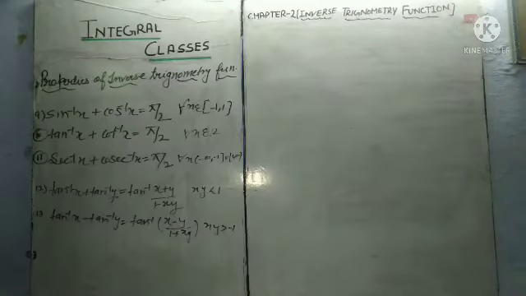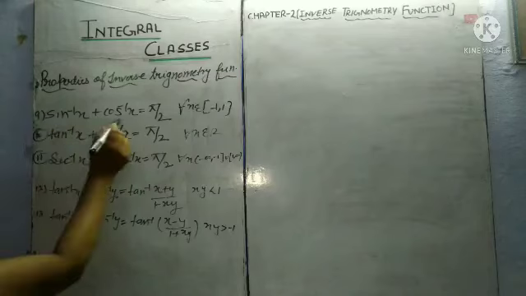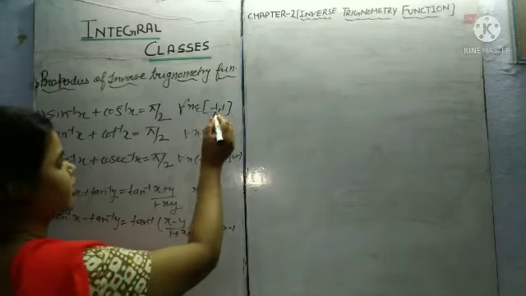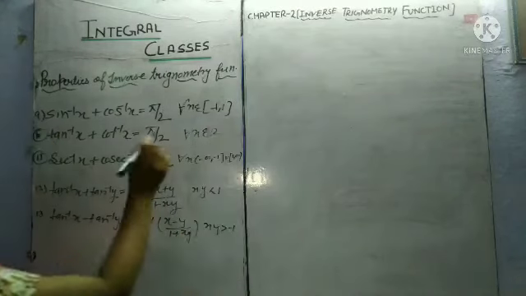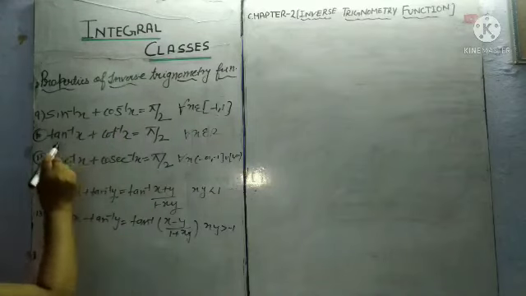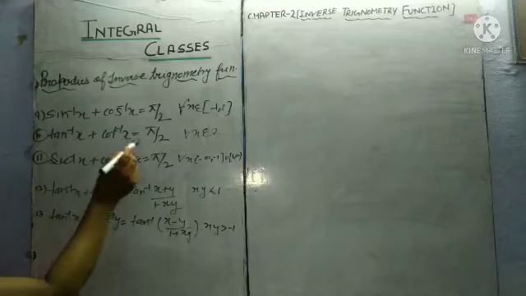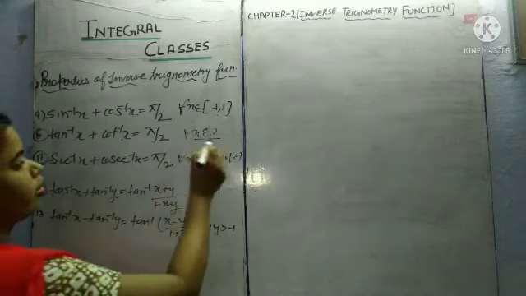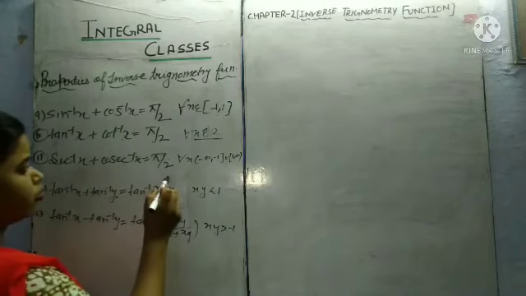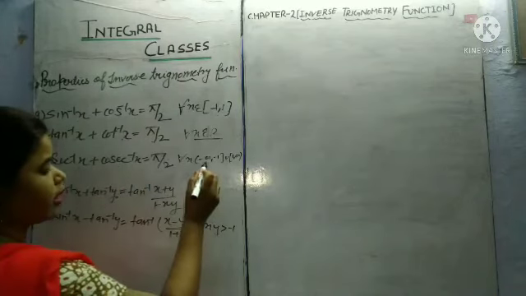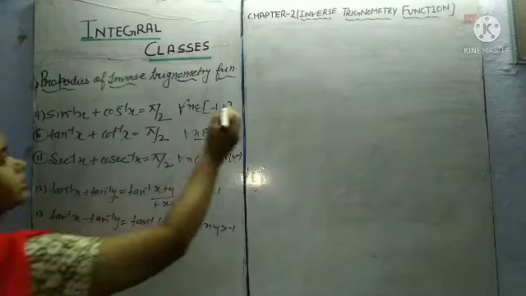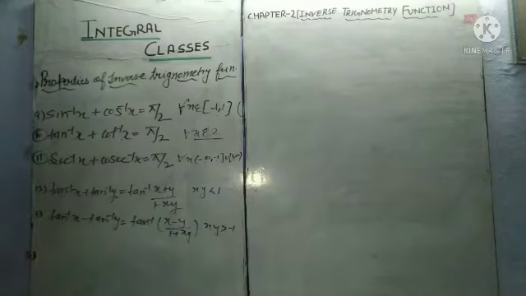Now the next property, sin inverse x plus cos inverse x equal to pi by 2, where x belongs to minus 1 to 1. Tan inverse x plus cot inverse x equal to pi by 2, x belongs to all real numbers. Sec inverse x plus cosec inverse x equal to pi by 2, and here x belongs to minus infinity to minus 1 and 1 to infinity. 0 is not included here. These three properties are also similar.